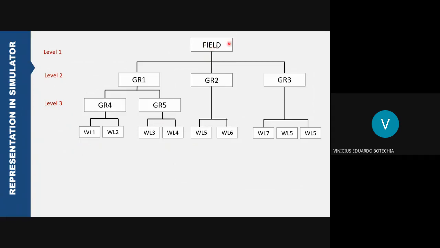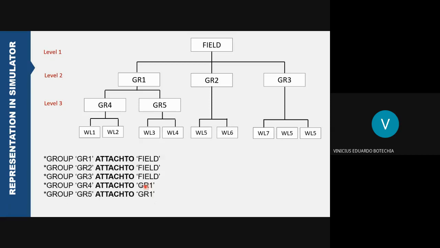So here is one simple example of this field hierarchy and its representation in the simulator. Level 1 is the whole field. Level 2 has 3 groups, namely GR1, GR2, and GR3, which can be, for instance, on 3 different platforms for the same field. You have a level 3 with 2 groups that are linked to group 1, and then the wells belonging to all these groups. Just an example here. In the simulator, we put it like this, right? Group GR1 is attached to the field to say that this group is linked to this other level, and group 2 is linked to this other level, and so on. And we'll see more details soon.